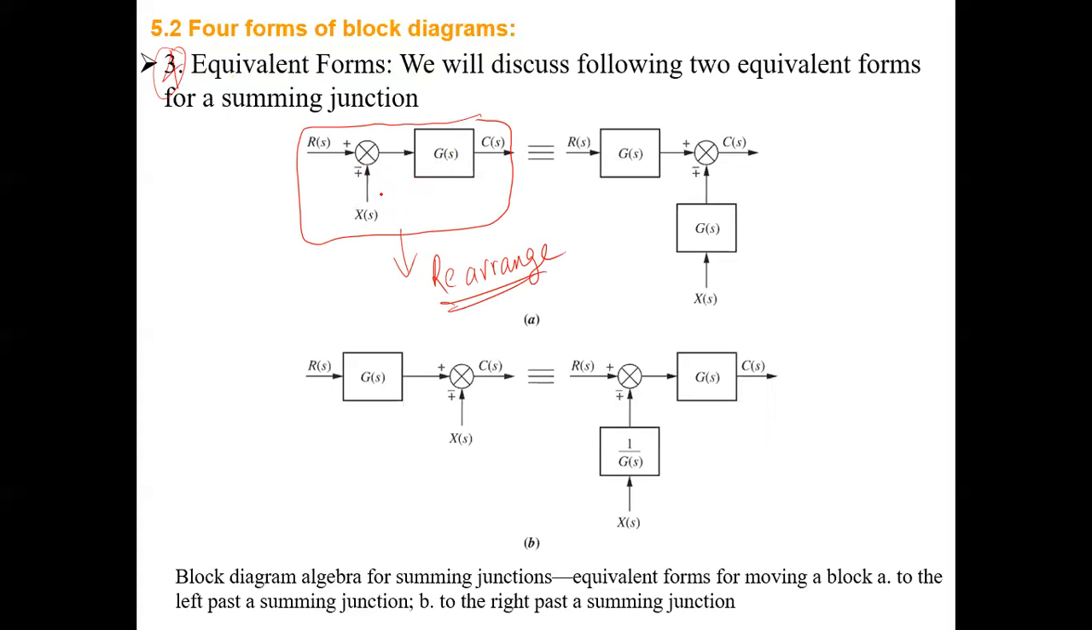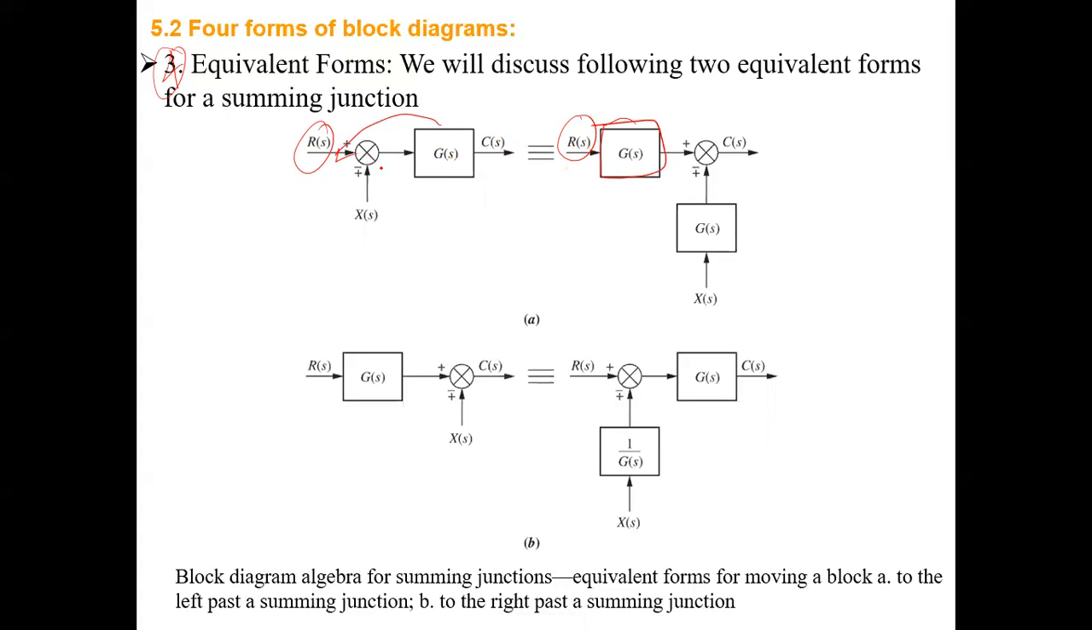You can move this GS to the left of the summing junction, right? This is the summing junction. So this GS is on the right. You want to move it here for some reason, okay? Then how do you move it? If you want to move this guy here on the left, so look at that. RS is here, then you move this here, to the left of the summing junction. So that's what we have here.